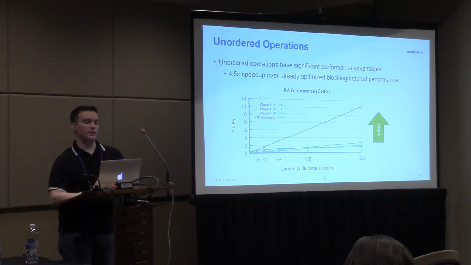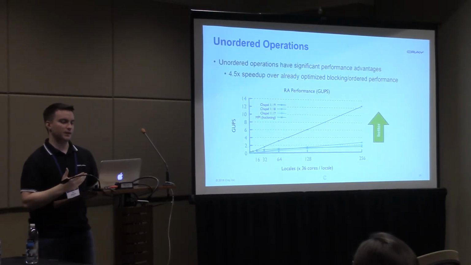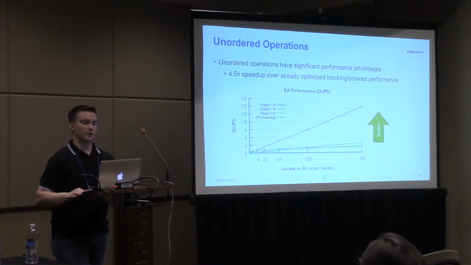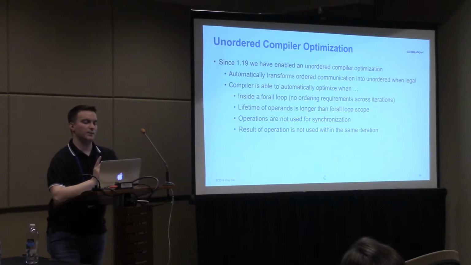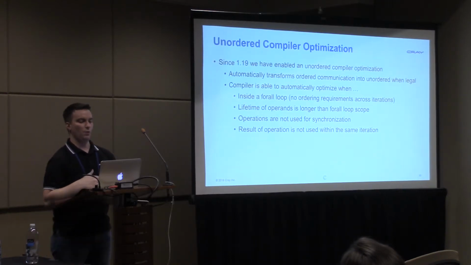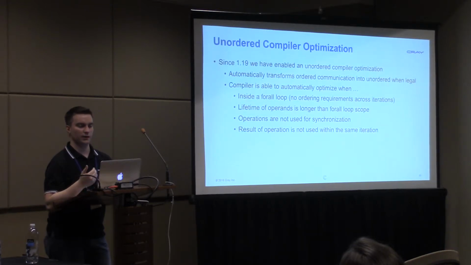So in order to make this more accessible, and to make this something that just happens, what we did was we implemented a compiler optimization to automatically do this. This is actually probably one of my favorite optimizations that we've had recently. When we can prove it's legal, we'll take ordered blocking communication and turn it into this unordered communication.